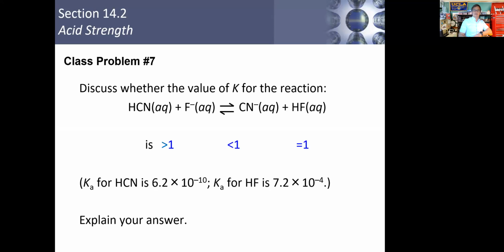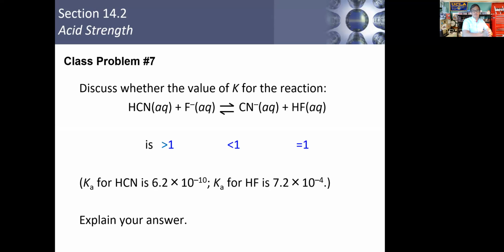Let's take a look at number 7 in your problem set. This is a conceptual problem that I would like you to try. Let's take about 2 or 3 minutes to work through this problem on the screen. Then please make sure you offer an explanation for your answer, and then we'll talk about it.